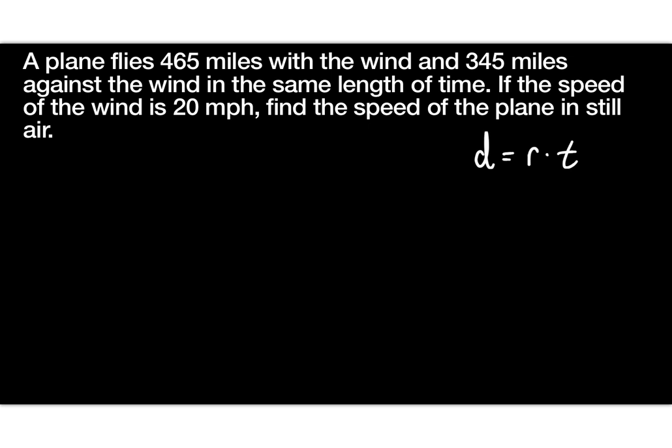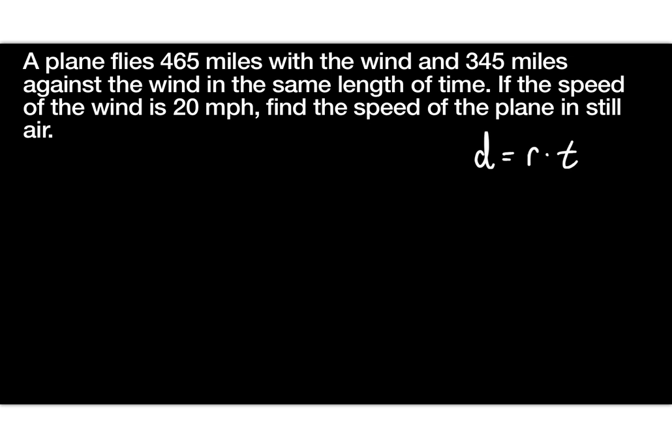So what do we have going on here? It says a plane flies 465 miles with the wind and 347 miles against the wind in the same length of time. What do we not know? Well, we do not know the speed of the planes. If the speed of the wind is 20 miles an hour, find the speed of the plane in still air. So we're going to assume that the plane in still air is going to have a constant speed.